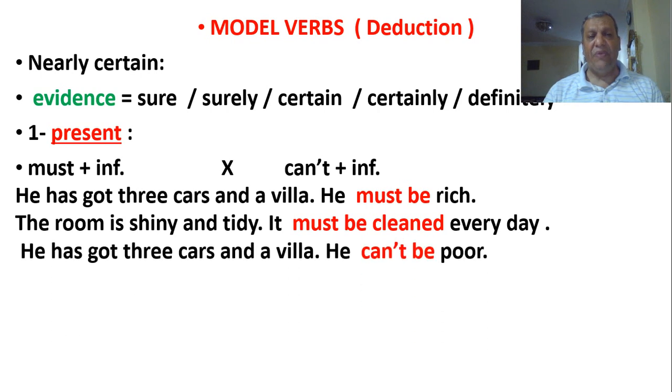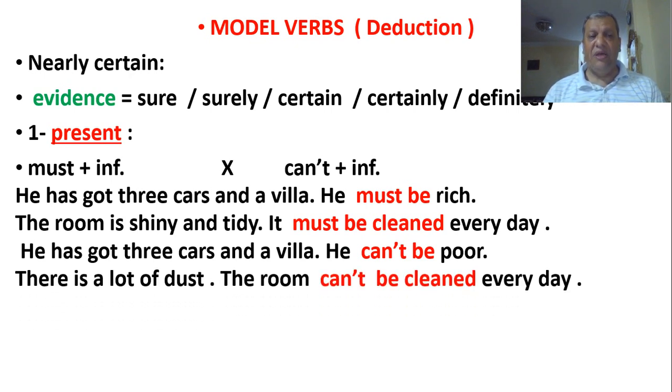Another example. He has got 3 cars and a villa. It is the same as the first one, but there is a little difference. Instead of rich, we use poor. Someone has got 3 cars and a villa. Is he poor? No, of course not. He can't be poor.